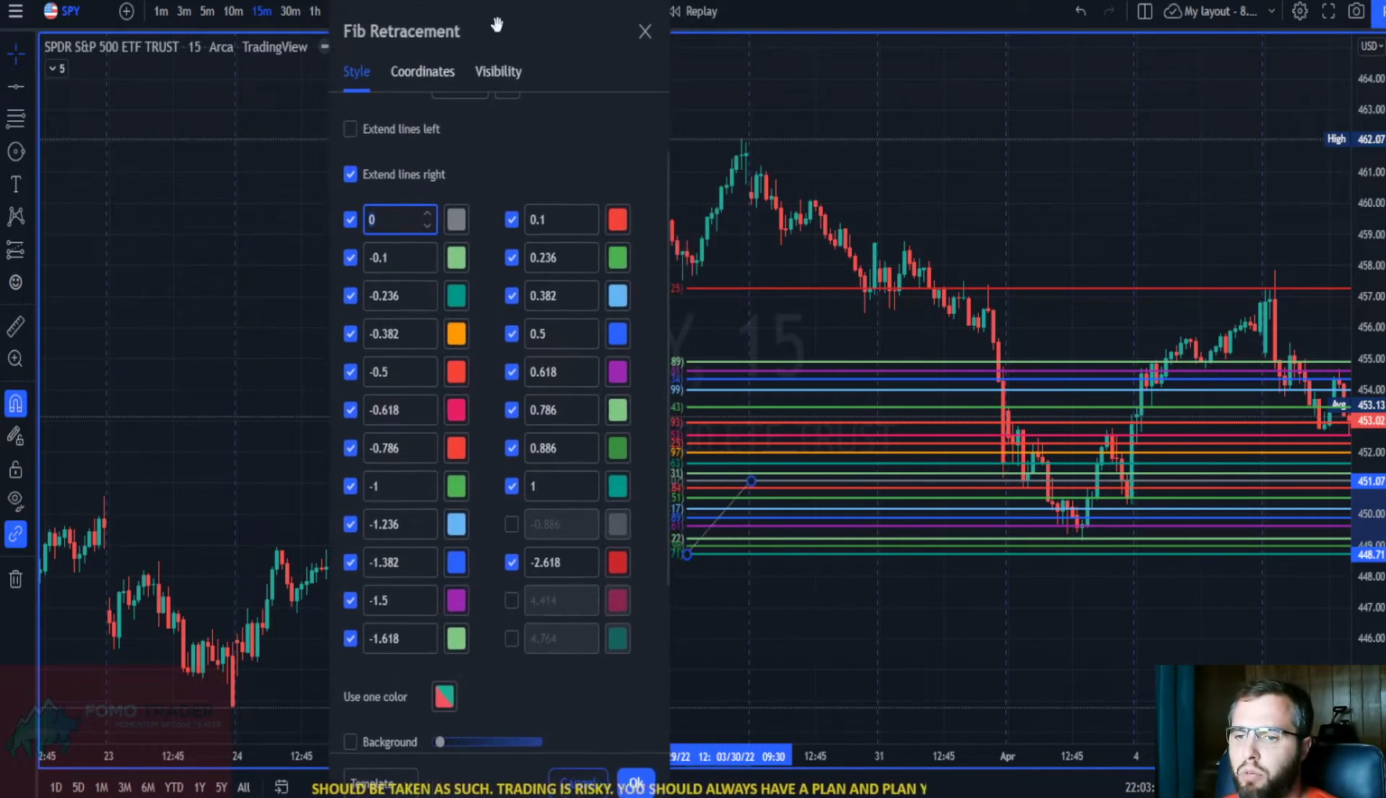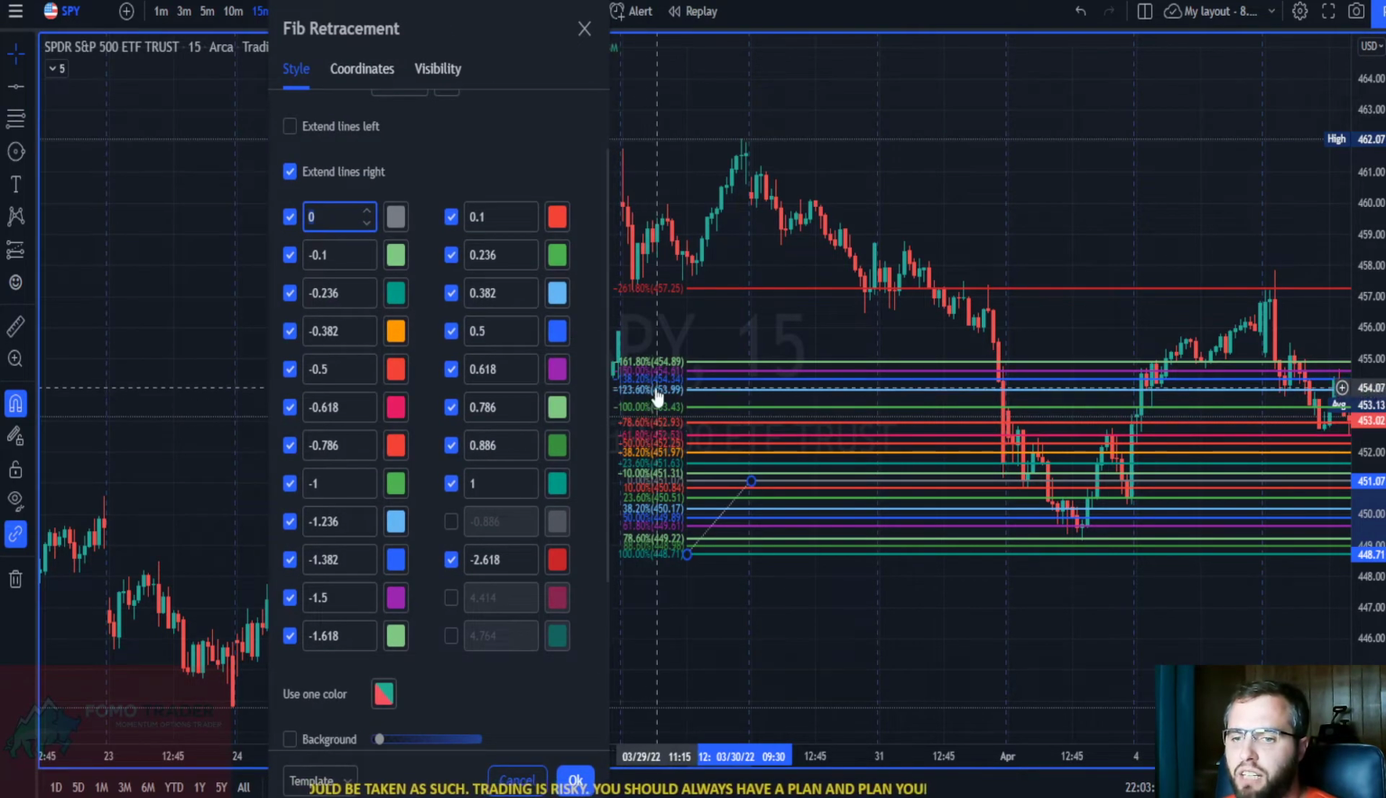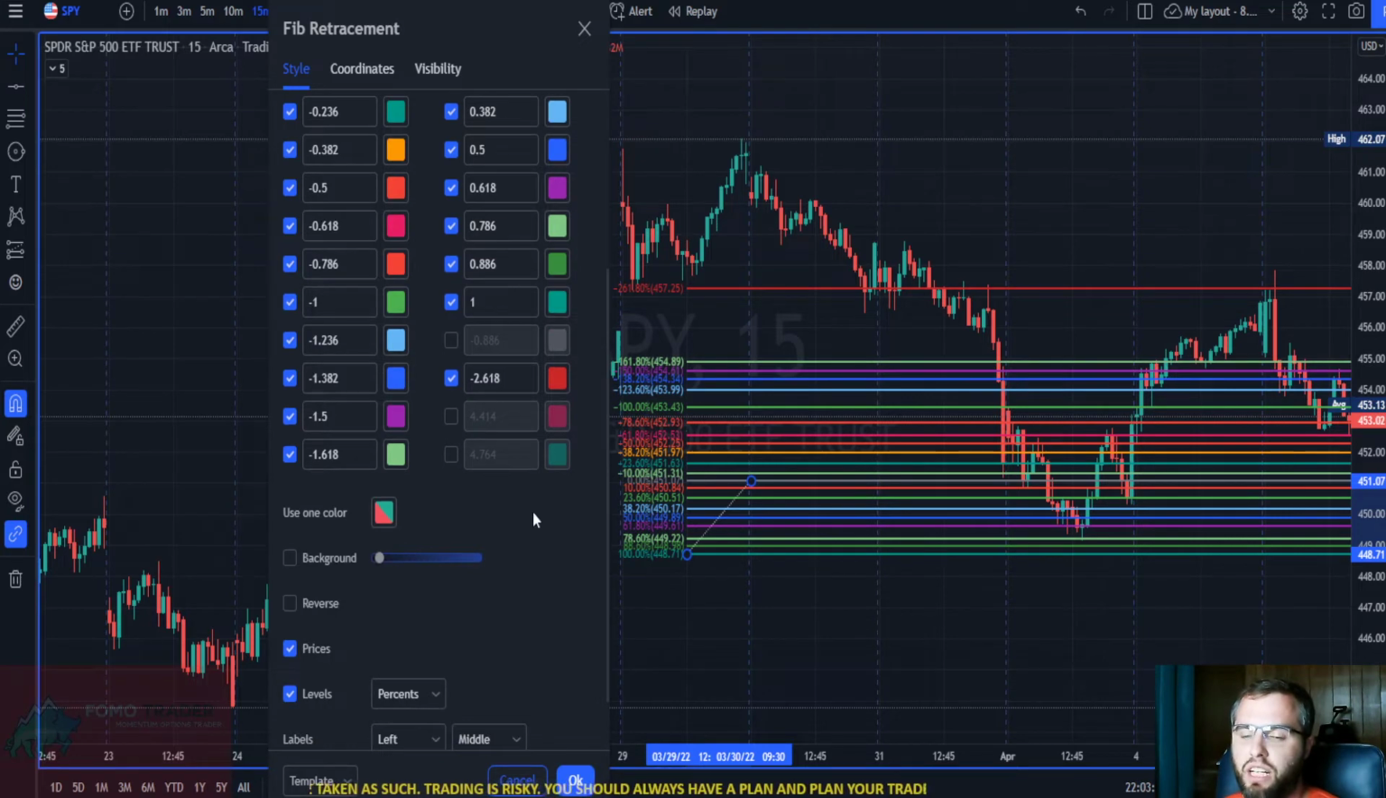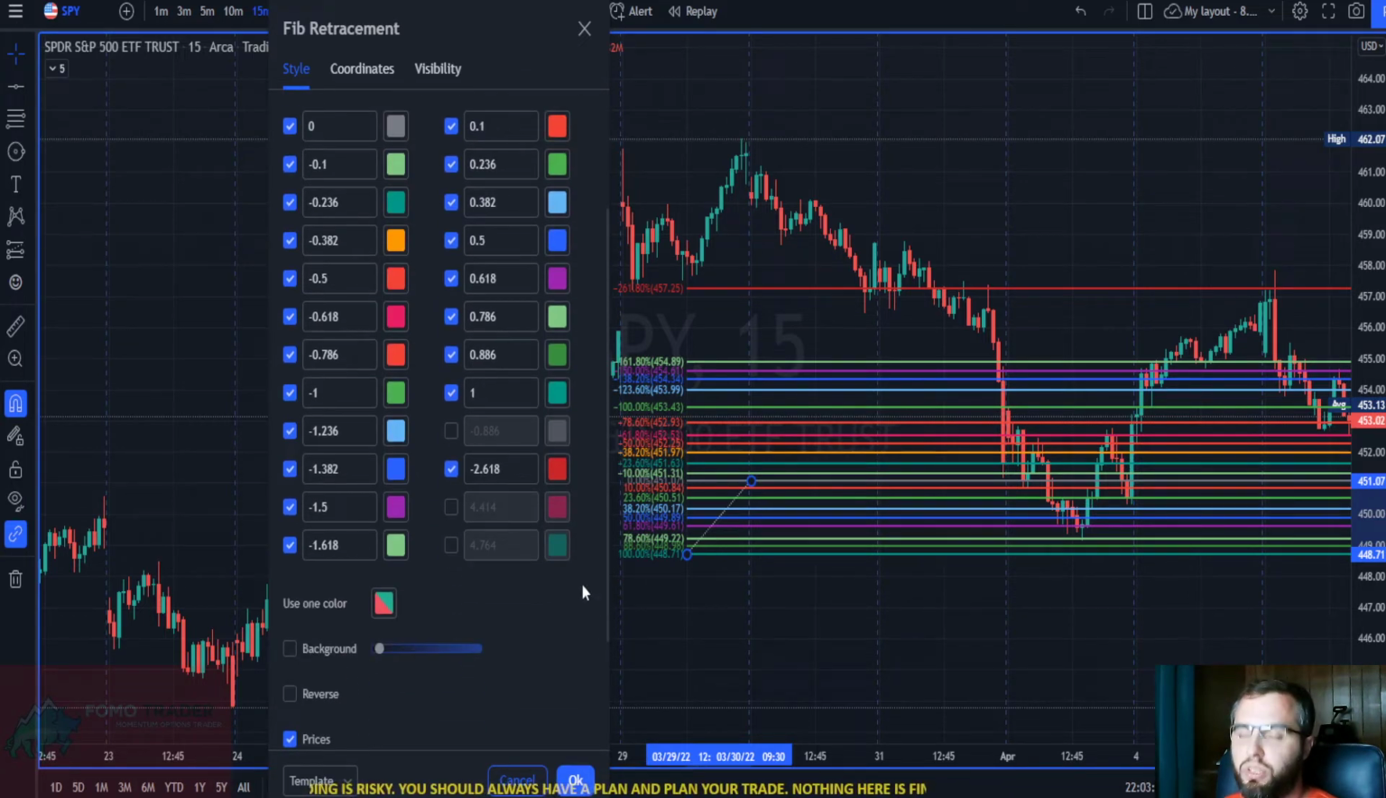One other thing I want to point out, as you can see on my levels, they are represented as percentages, where on TradingView's default setup, they are represented as values, which has them listed as a decimal. It doesn't really matter how you want to set them up, but I personally use them as percents. Get these levels written down, pause this video, check it out.